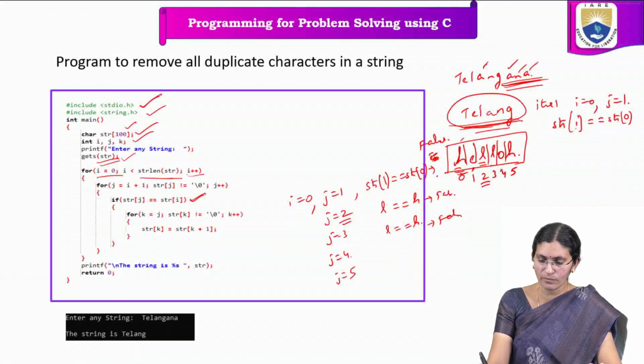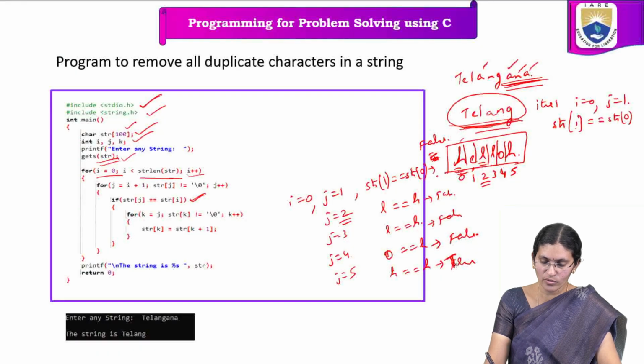Next, the j value is incremented by 1. So now j is equal to 4 here. O is compared with H. This is also false. Next, the j value is incremented by 1. So H is equal to H means this condition is true here.